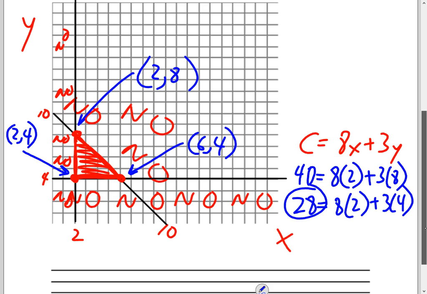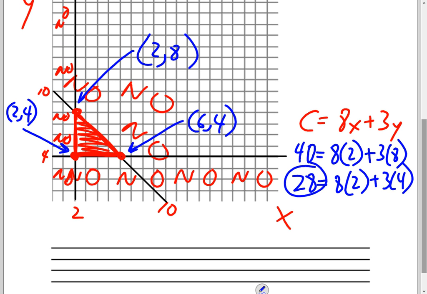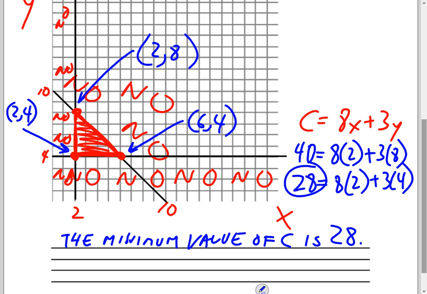Is that all the question was asking for? Minimum value. So all you had to write was the minimum value of C is 28. Some people didn't write down 28. They wrote down 2 and 4. I believe that would have given you full credit.